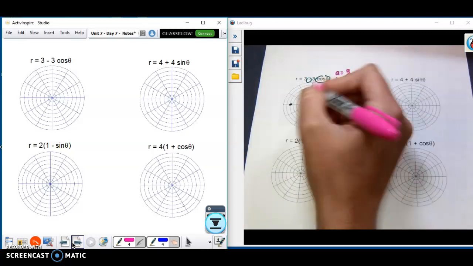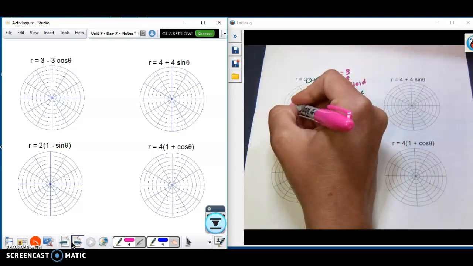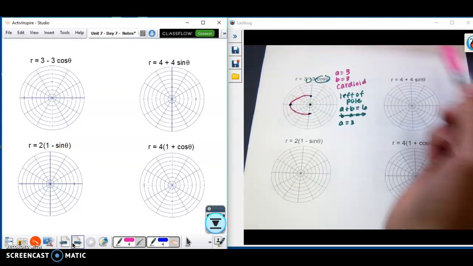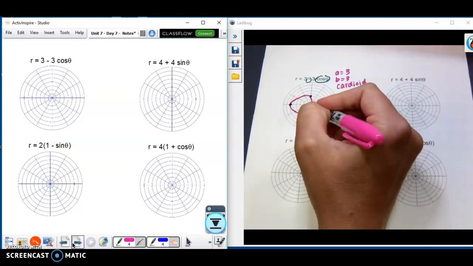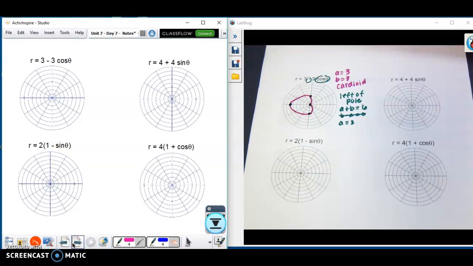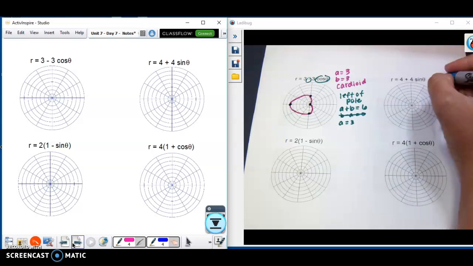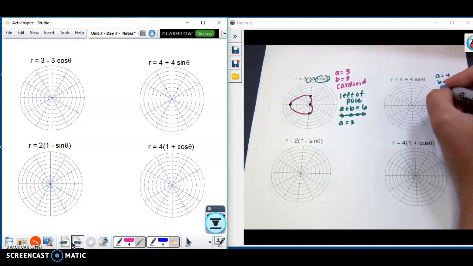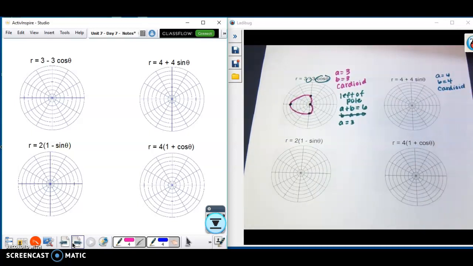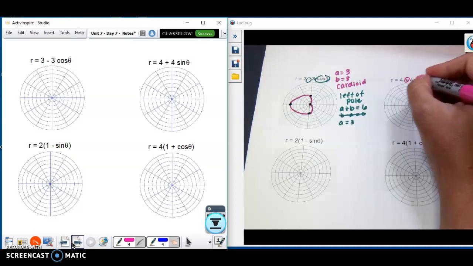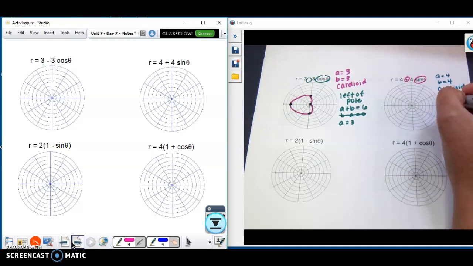And then this is a heart shape. This part is circular like we did on the inner loop, but then you're going to make a heart shape into your pole. So it's going to look something like that. Alright, so next we have A is 4 and B is also 4. Because they're the same, this is a cardioid. Because we have positive sine, we're going to be above the pole.